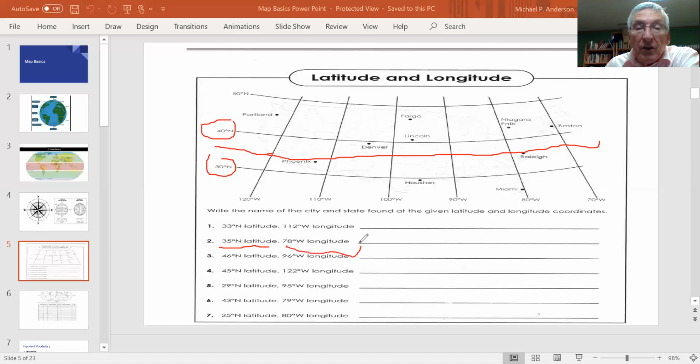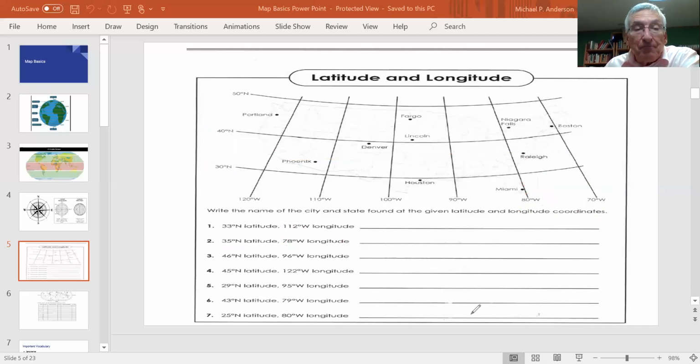So this is 78 degrees west longitude. So here's 70 degrees west longitude. Here's 80 degrees west longitude. This is about 75, 76, 77, and 78 right through Raleigh. So the answer to this one would be Raleigh. And I'm not going to worry about spelling it out, Raleigh. And let's try the next one.